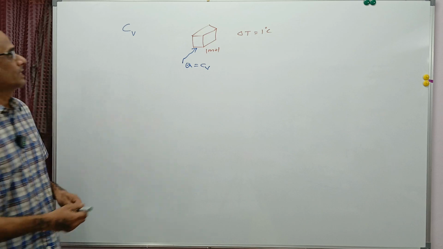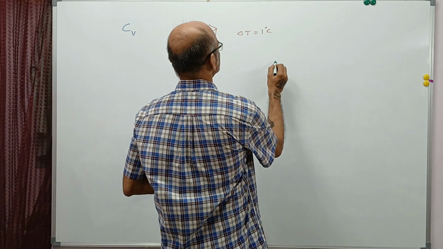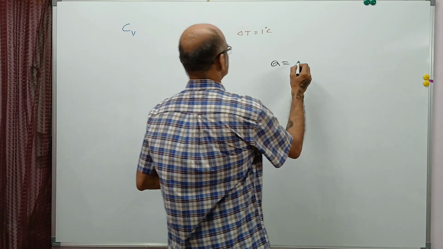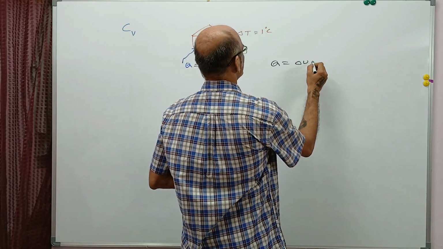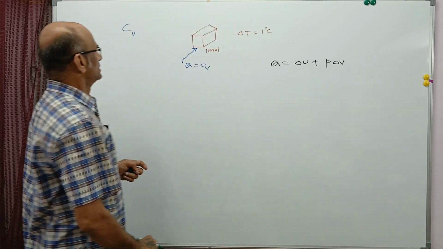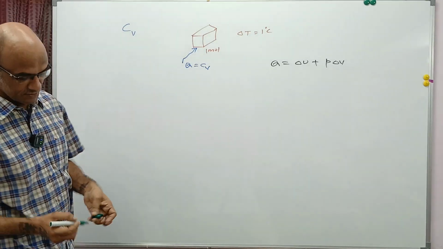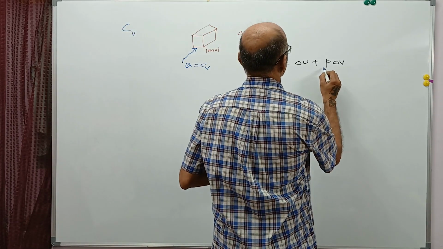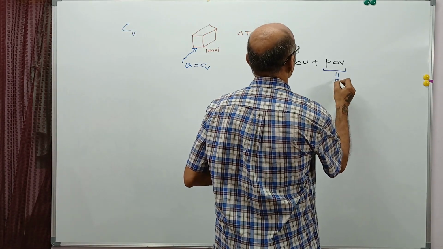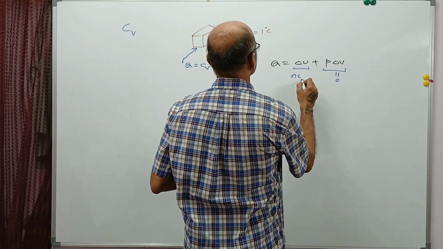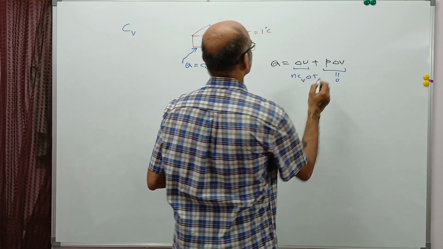This we can also get from the first law of thermodynamics, which is Q equal to the increase in the internal energy delta U plus work done P delta V. This is a constant volume process, so work done is 0 and delta U is N CV delta T.